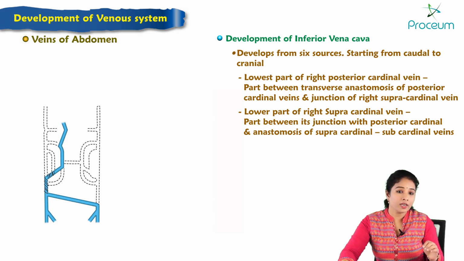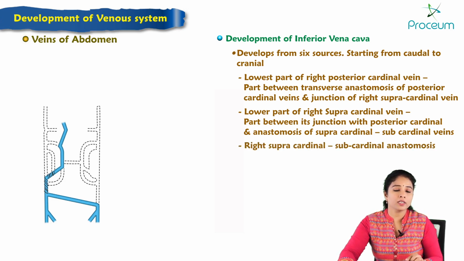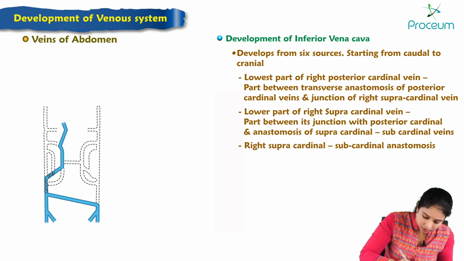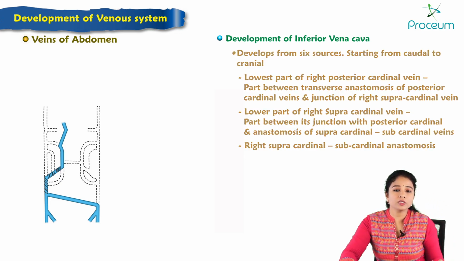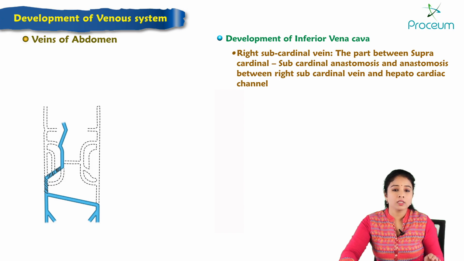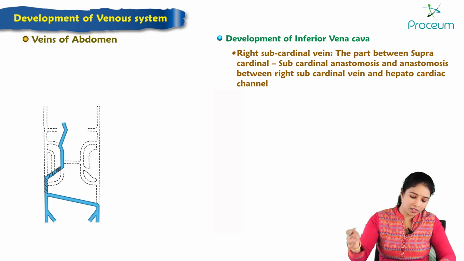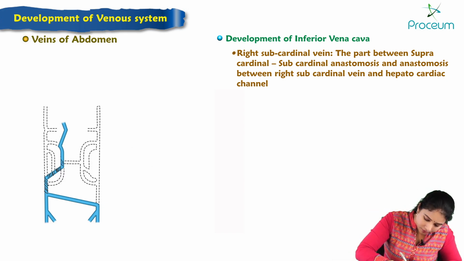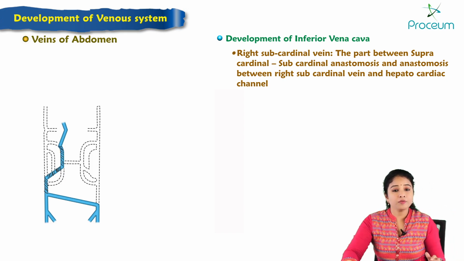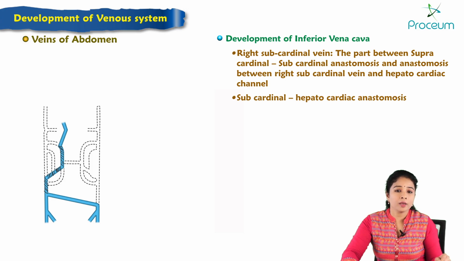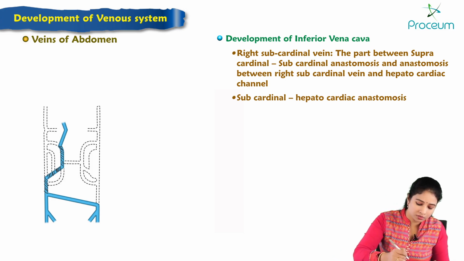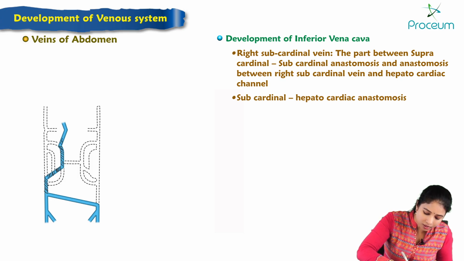Third source is the anastomosis, that is the right supracardinal and subcardinal anastomosis, this one. Fourth source is right subcardinal vein, that is the part between the supracardinal and subcardinal anastomosis and between the right subcardinal vein and hepatocardiac channel. And fifth source is the subcardinal hepatocardiac anastomosis. So subcardinal vein and also hepatocardiac anastomosis.